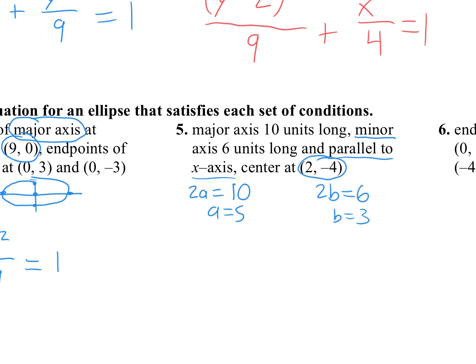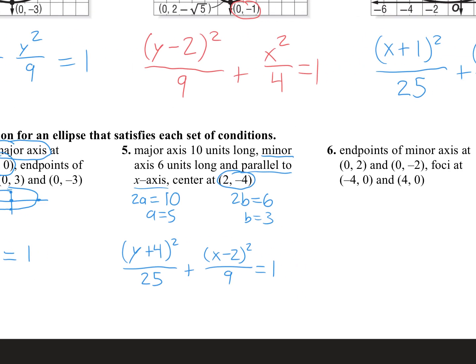And if major is parallel to y, then it's vertical. All right, using the given center and knowing that it's vertical, we're going to start with y. So if my y coordinate is -4, I do y plus 4. We know that a is 5, so a squared is 25, plus x minus 2 squared. And we know b is 3, so b squared is 9, and we equal this to 1.